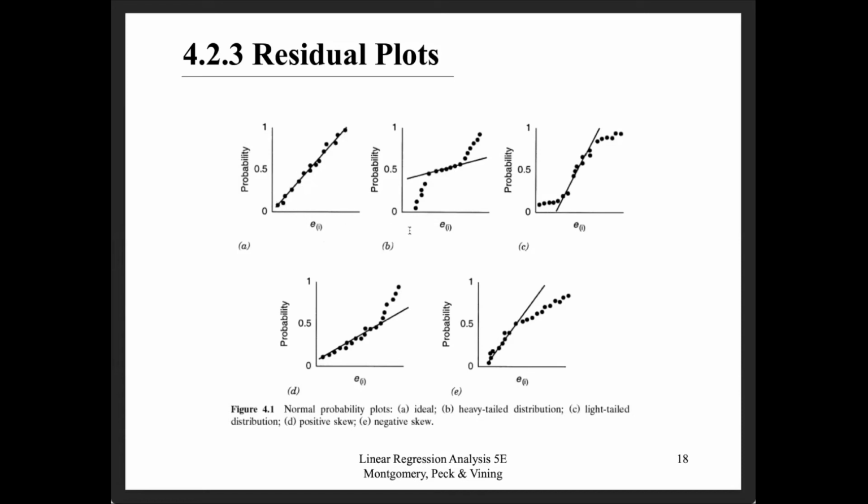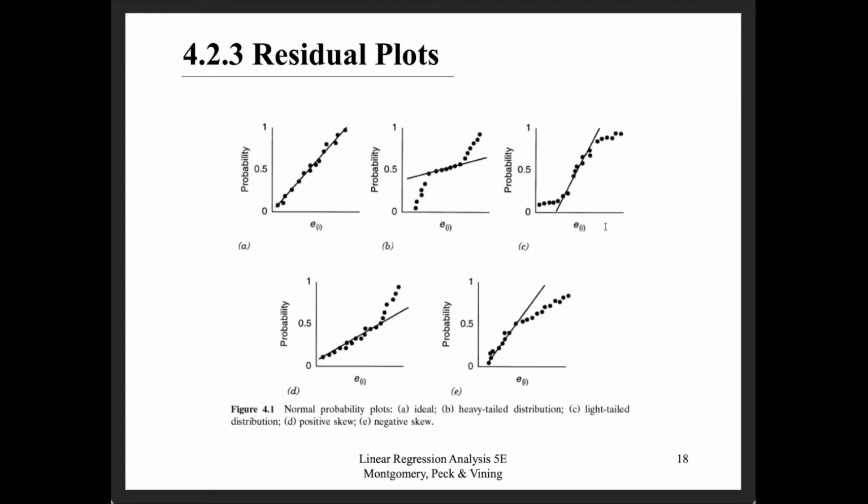On the other hand, plot B shows what happens if the residuals come from a heavy tail distribution, and in particular, a distribution that has heavier tails than the normal distribution. And so you can see here that there's pretty good agreement in the middle range of the residual values, but for the smaller residual values and the larger residual values, we see that there's deviation from the line in this way.